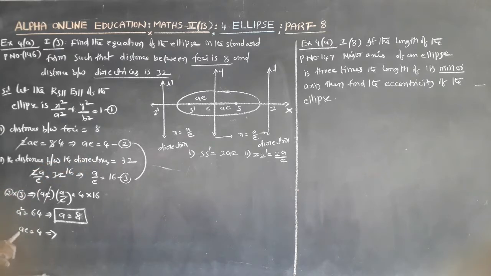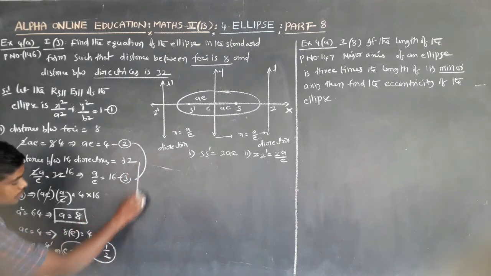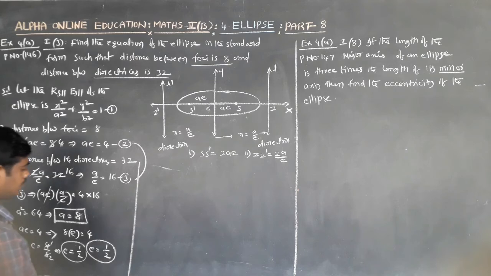Substitute in condition number 2: 8 into E is equal to 4. So E is equal to 4 by 8. 4 ones are 4, 4 twos are 8. So E is equal to 1 by 2. E is equal to 1 by 2.